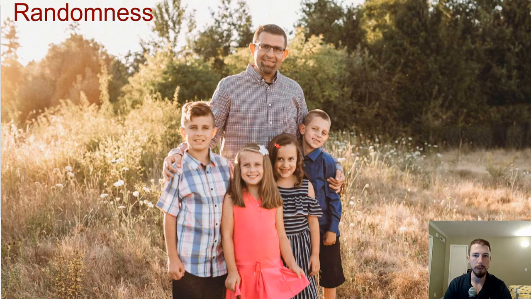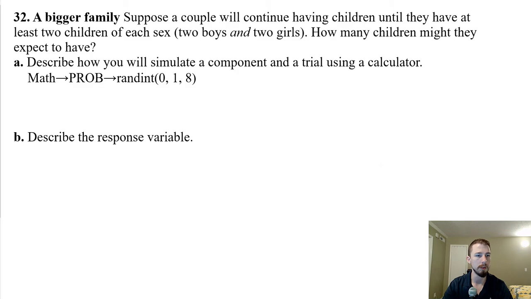So let's suppose that you are a young couple and you want to have two children of each sex, so two boys and two girls. On average, what would we expect for the number of children that you'd have to have until you had two of each sex? So this is number 32, a bigger family. Suppose a couple will continue having children until they have at least two children of each sex, so two boys and two girls. How many children might they expect to have?